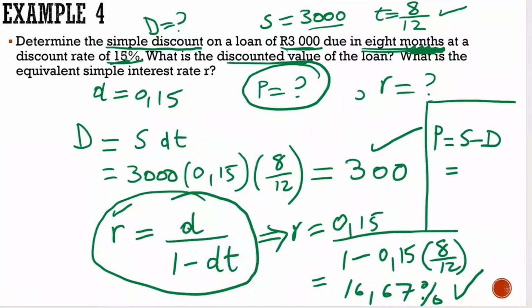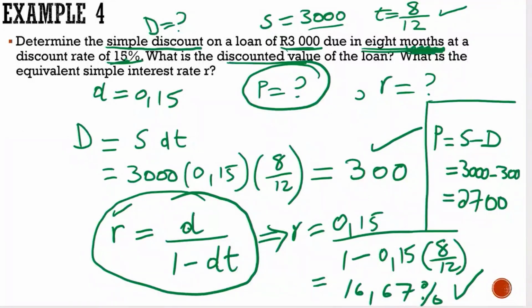So what is your S? Your S is equal to 3,000. And then your discounted amount is equal to 300. So therefore your present value is going to be equal to 2,700. Okay, so that is the simple discount. And then we have combined it a little bit with some simple interest and looked for an equivalent simple interest rate. Let us look at another example.